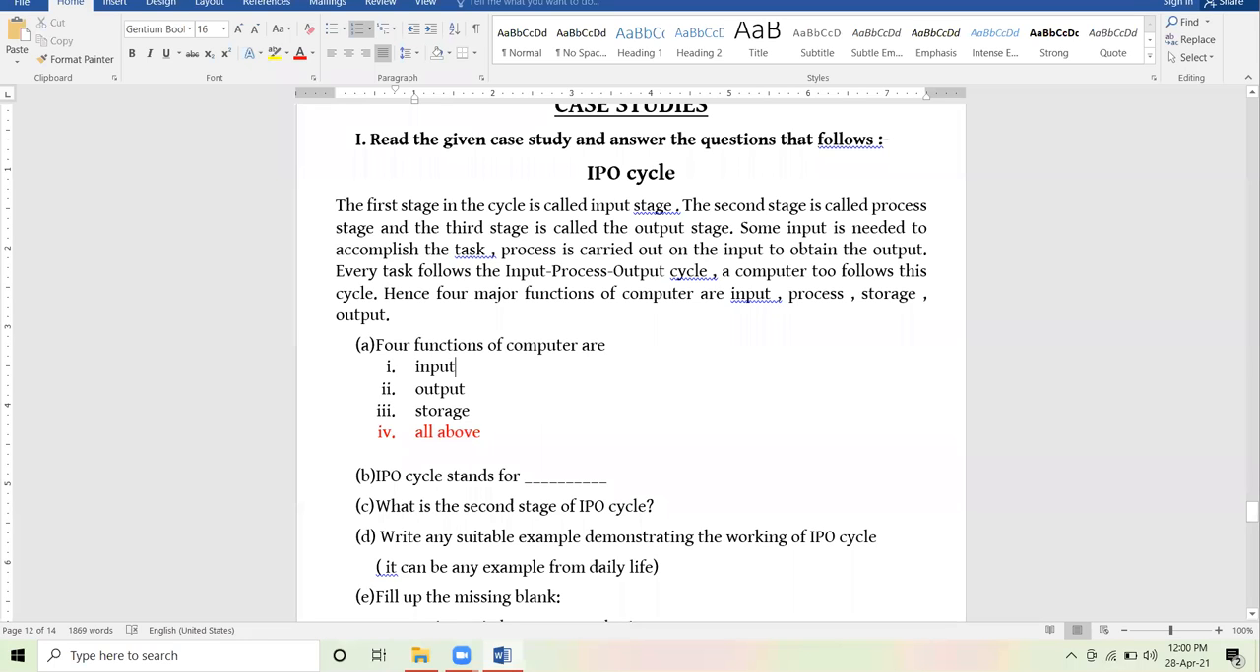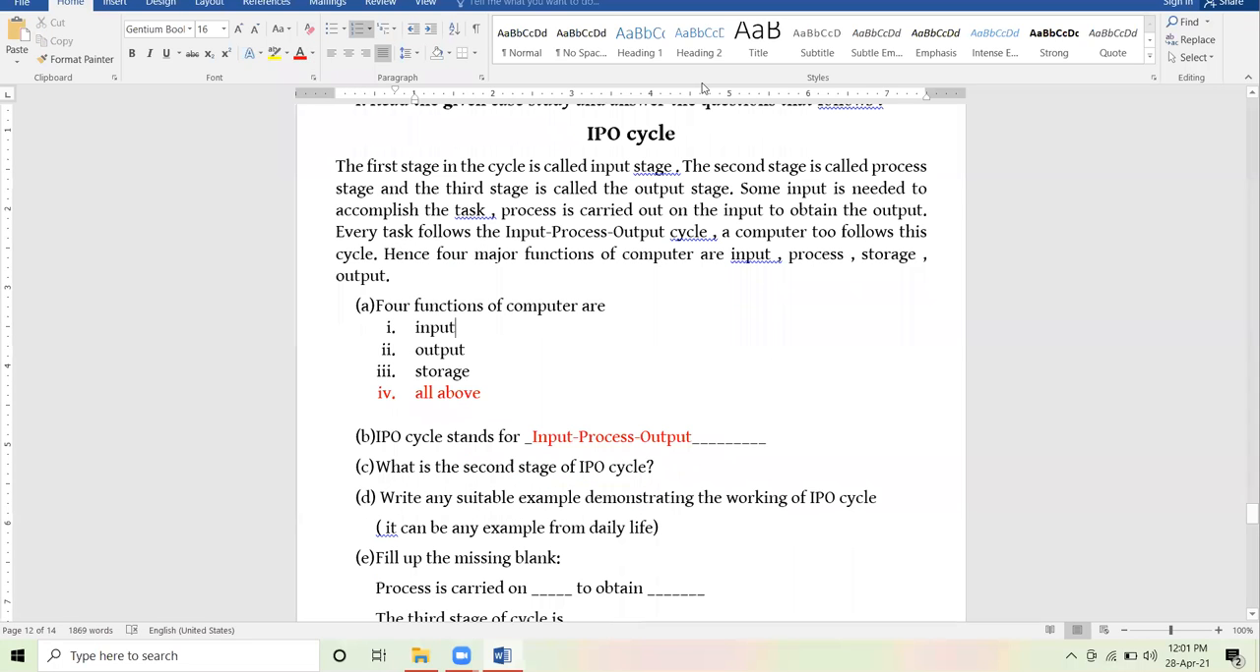Okay, Anshya, unmute yourself and give the second answer. IPO cycle stands for input, process, output. Very good, Anshya. Good start. Okay. What is the second stage of IPO cycle?